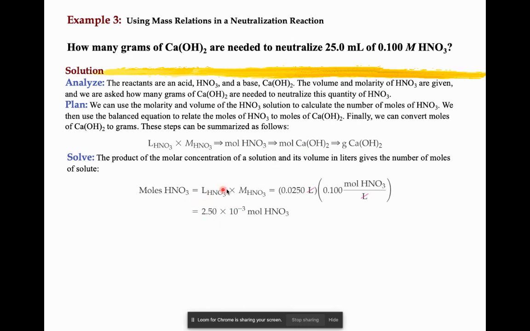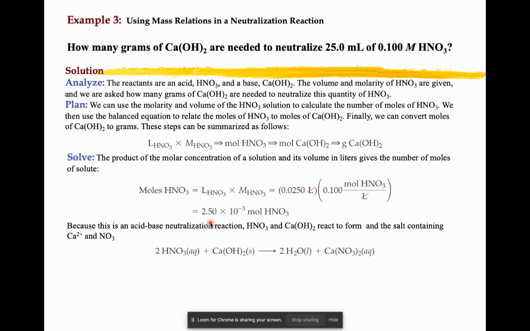Okay, so in the first step, we converted 25.0 ml into liters. That is basically just moving the decimal point 3 times to the left. So you have 0.0250 liters and then multiply it with the concentration, molarity, so moles per liter. And we end up with 2.50 times 10 to the negative 3 moles of HNO3.